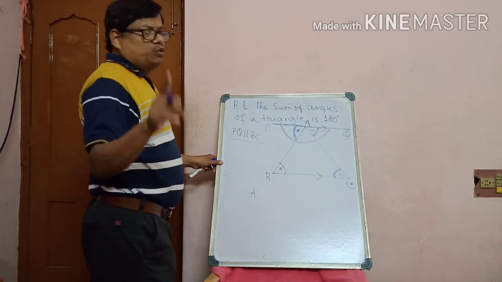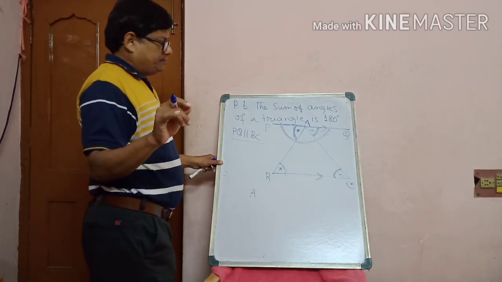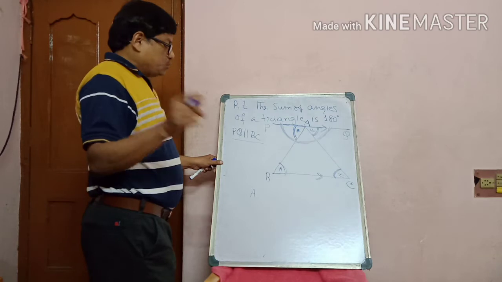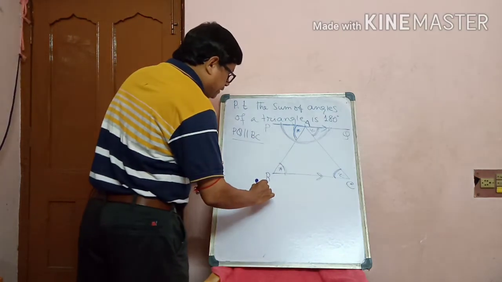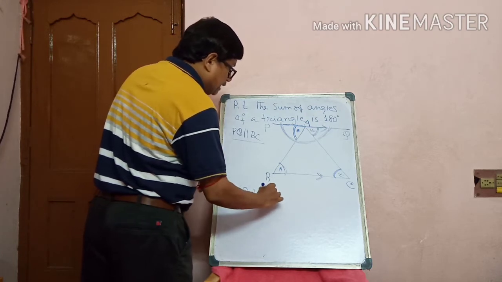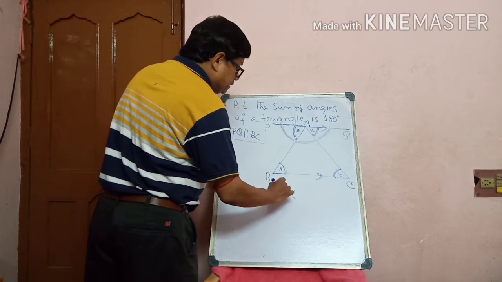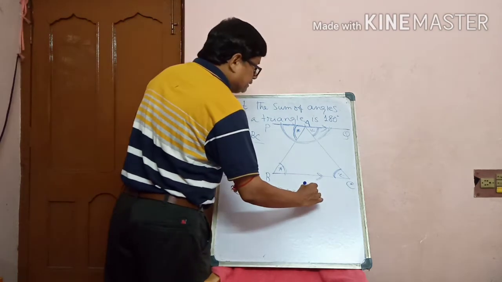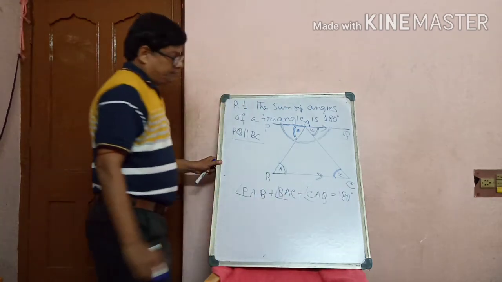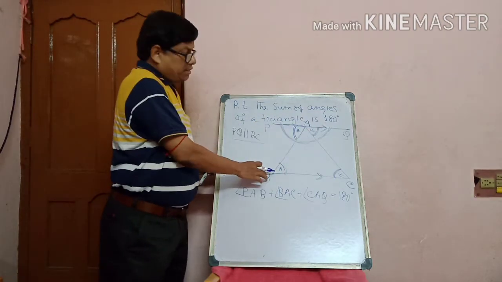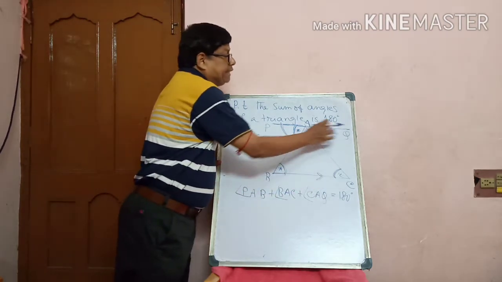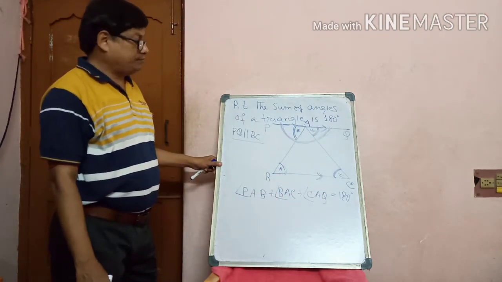PAQ is a straight line. Okay, so write PAB plus BAC plus CAQ equal to 180 degree. PAB plus BAC plus CAQ equal to 180 degree.